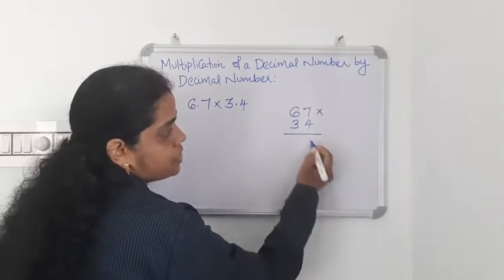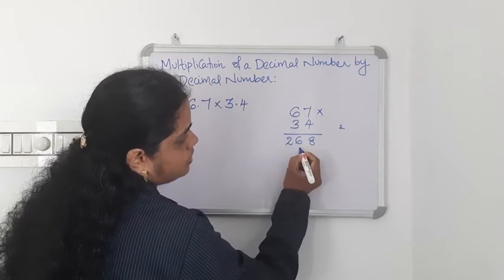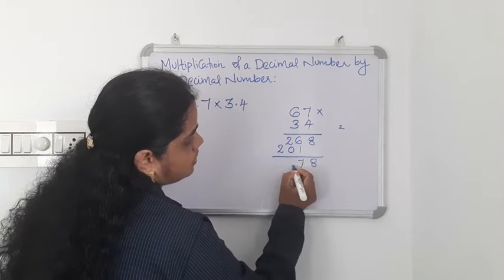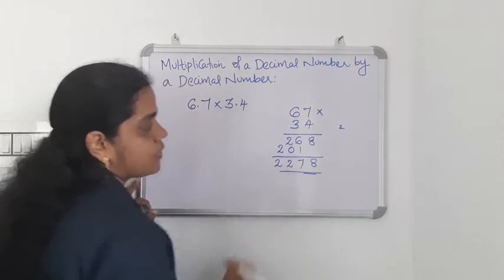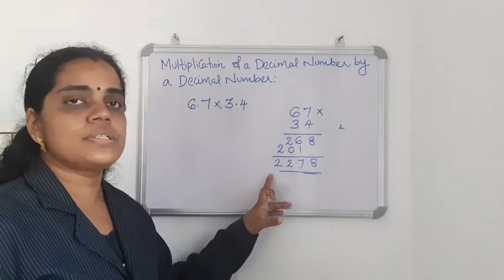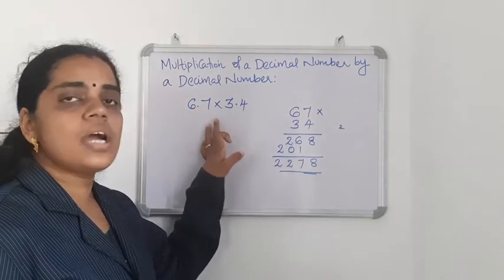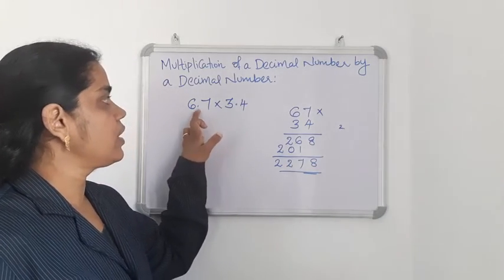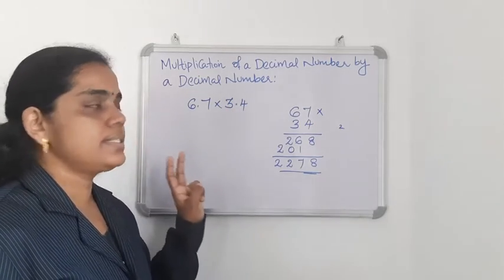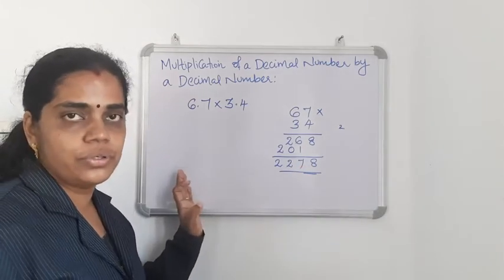Now multiply as usual. This is the answer, isn't it? 67 into 34 is 2278. Now we need to check after the point how many digits are there. After the point here one digit, here also one digit. So total two digits are there, is it? So from the right, two digits after, you need to use the point.